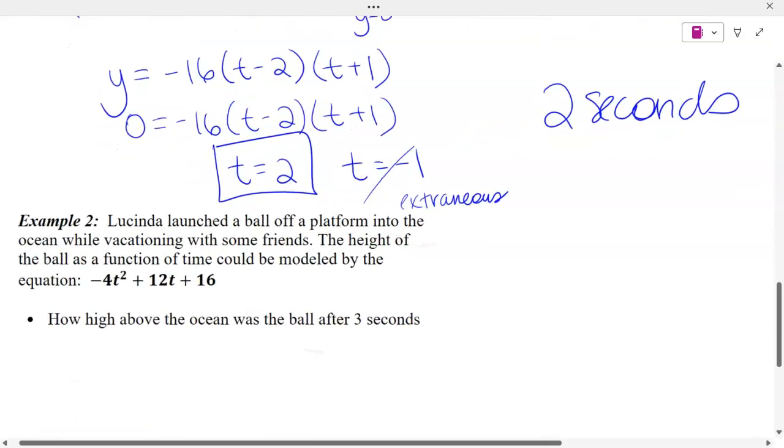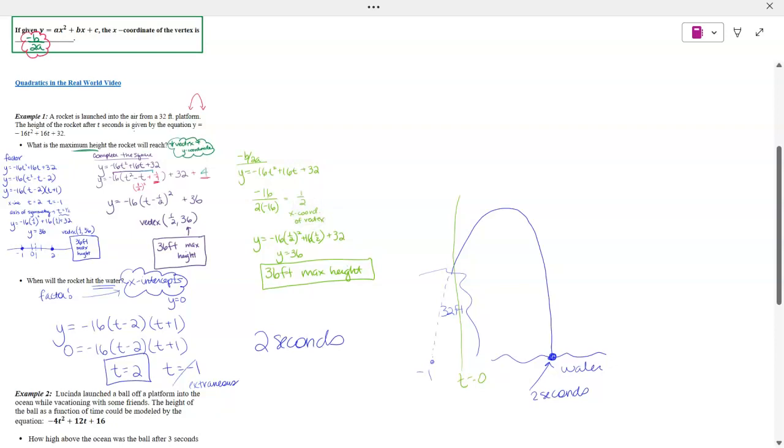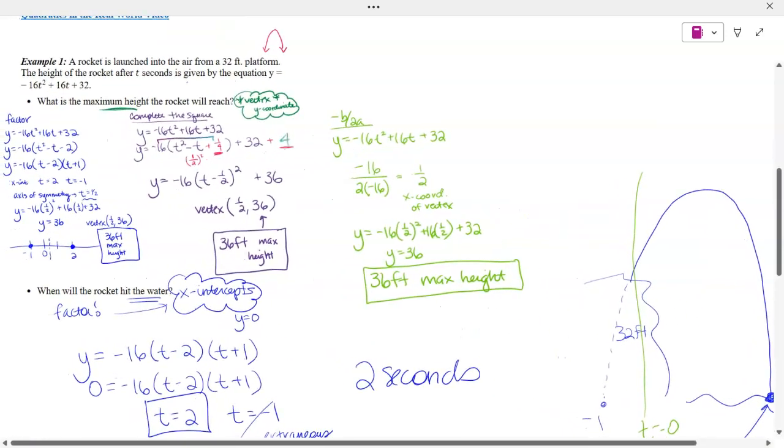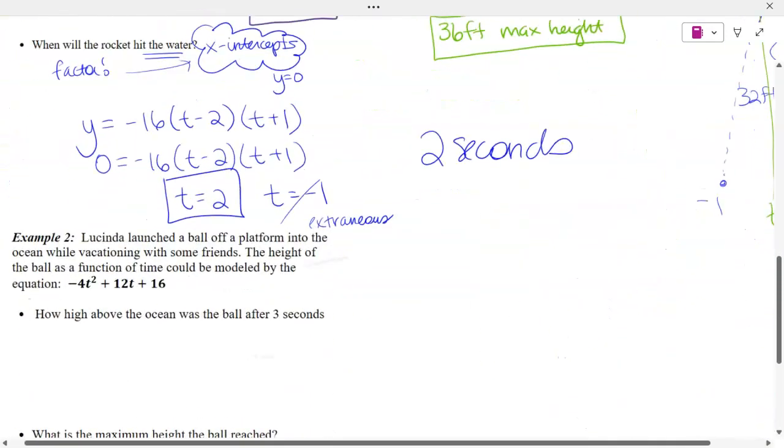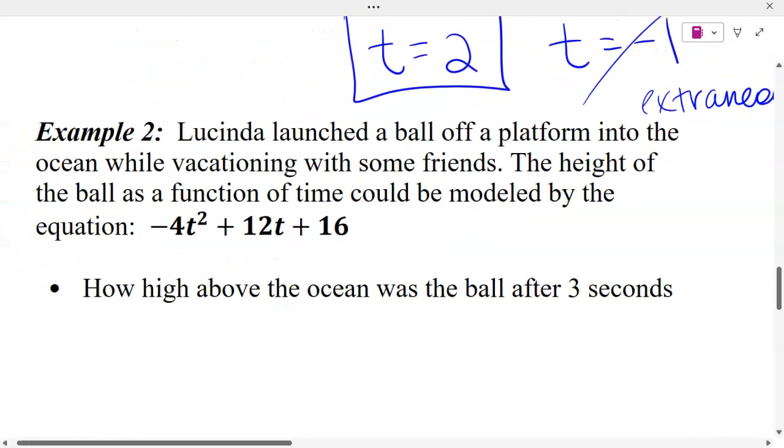So last class we had talked about an application of quadratics that was a rocket being launched in the air. And so I did want to go over this other example that was on this before, just to help you all make sure you're understanding how to do this.